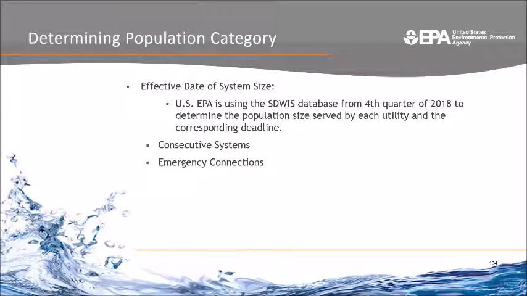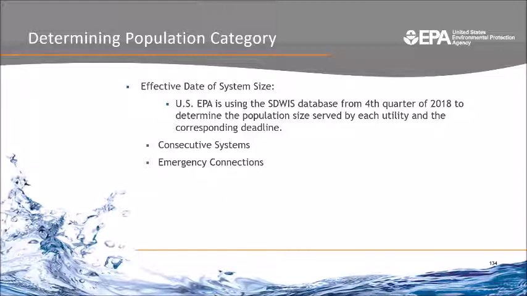This question comes up quite a bit, asking how we determine population service size for water utilities. EPA determined the population of each utility based on what was in the Safe Drinking Water Act information system, which many of you are probably familiar with. It's the SDWIS database. We pulled those numbers from the 4th quarter of 2018 because that was the date the law was signed. The information in the SDWIS database is entered by your state primacy agency. If you don't know your population service size, please ask us after the training and we can provide that information to you.